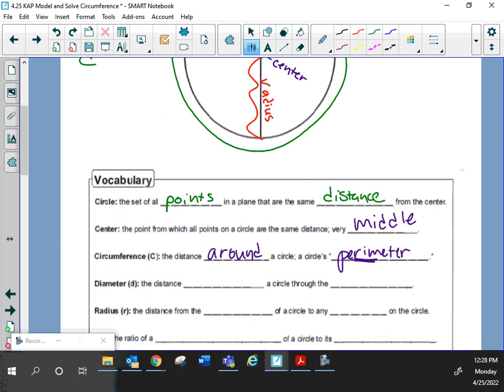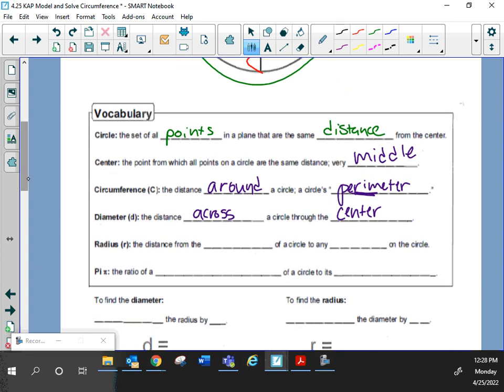The diameter is the distance across a circle, but it must go through the center. If it goes across but not through the center, there's a different word for that. You'll learn those words later, not important right now. A radius is the distance from the center to any point on the circle.